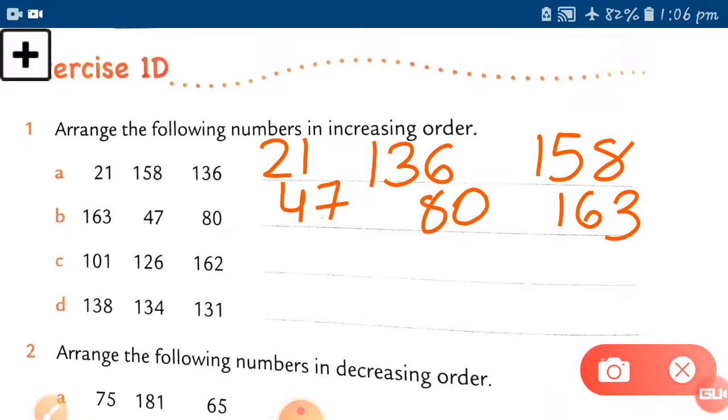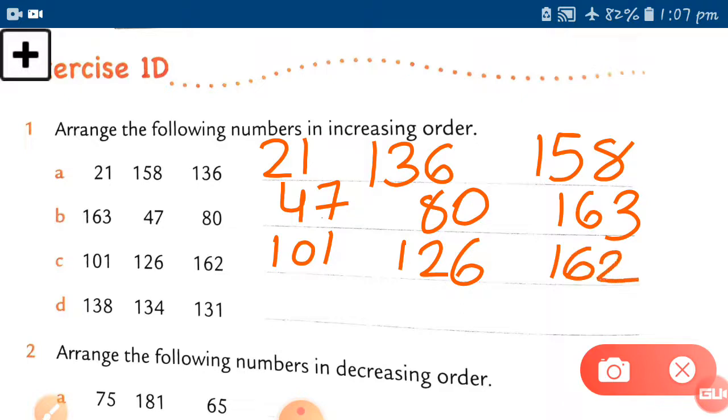Let's take number C. See here, all the numbers are 3 digits with the same hundreds place, 1. So we are going to check the tens place. So here first one is 101, next one 126, and the next one 162. So here there is no need to change the sequence. Number C is already arranged in the increasing order.